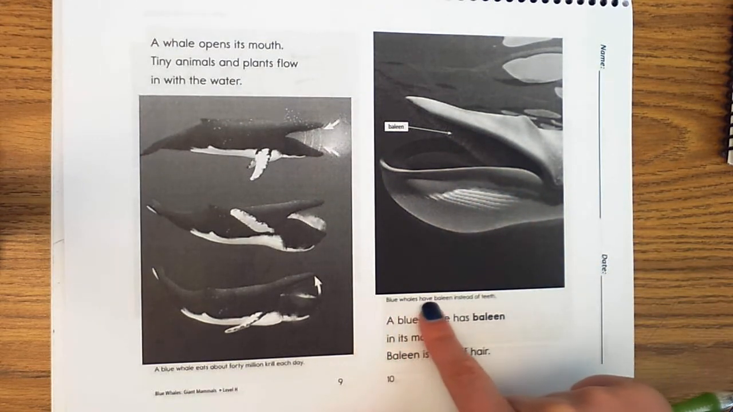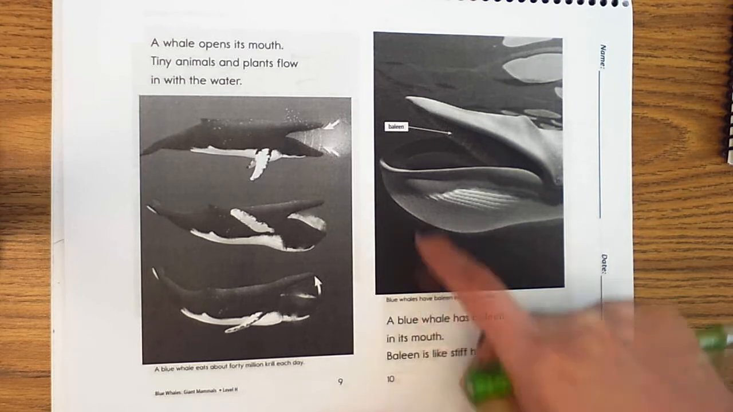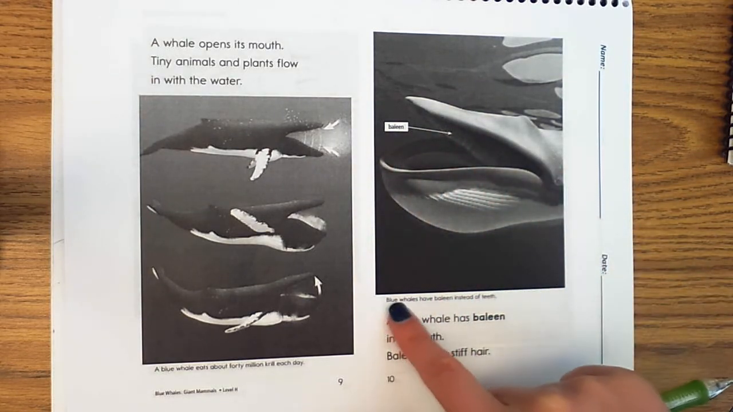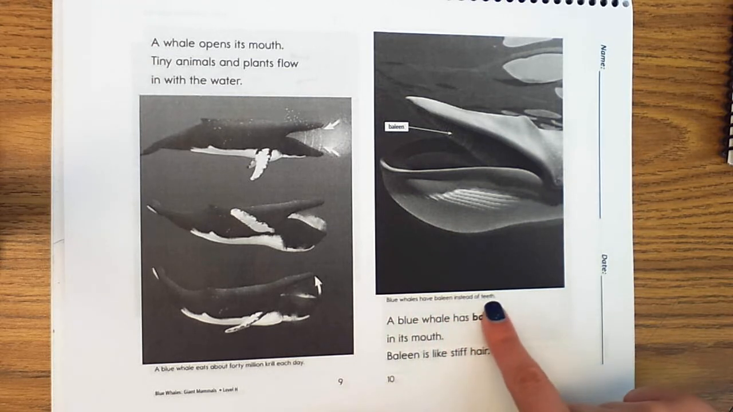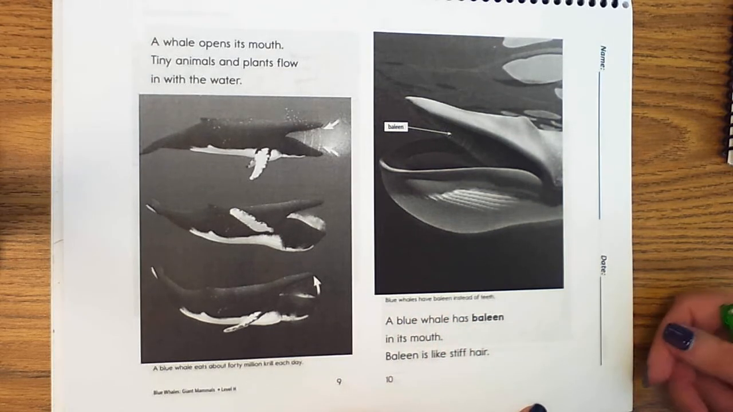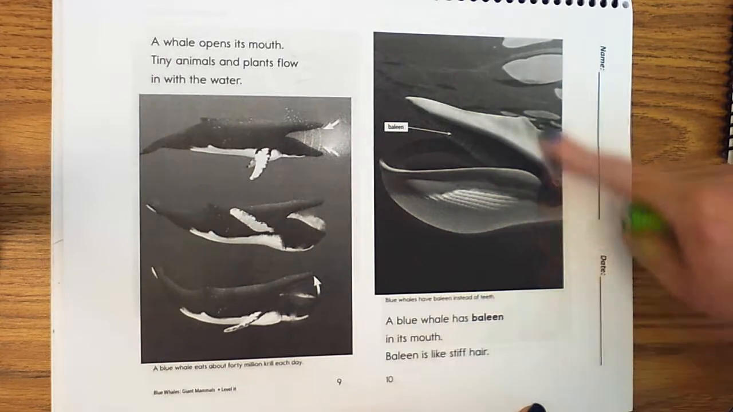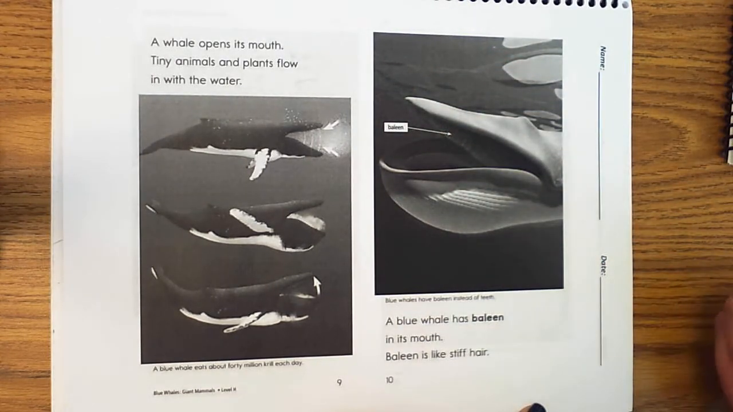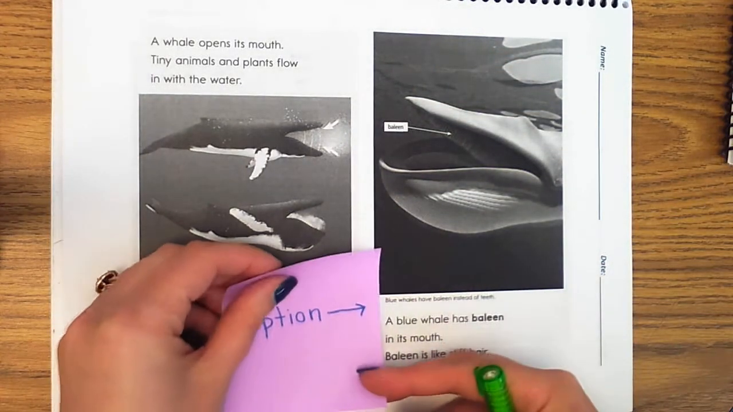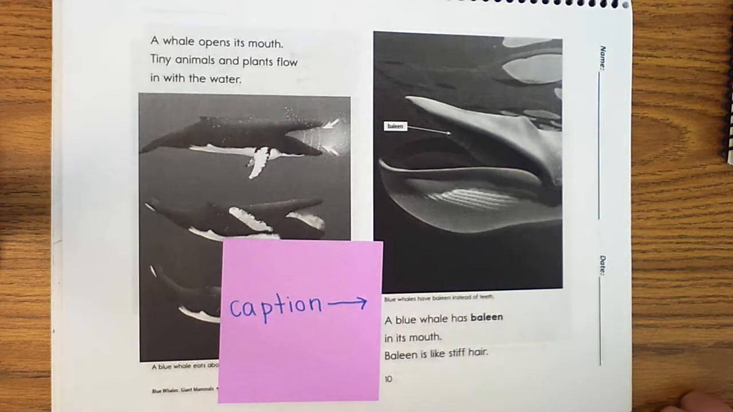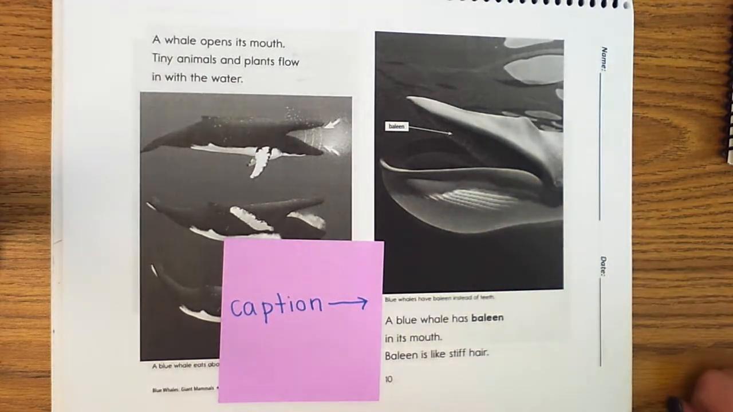It says blue whales have baleen. Baleen, that's that label, these little hair-looking things. Blue whales have baleen instead of teeth. As we read more, we're going to learn that whales use that baleen to help them eat instead of teeth. And we're going to use this page to help us teach our reader about what a caption is. So right here, we've got a caption, those words below a picture or a photograph that tell more about that picture or photograph.